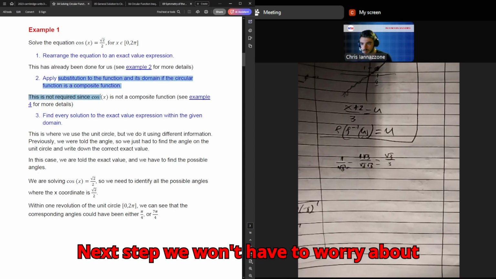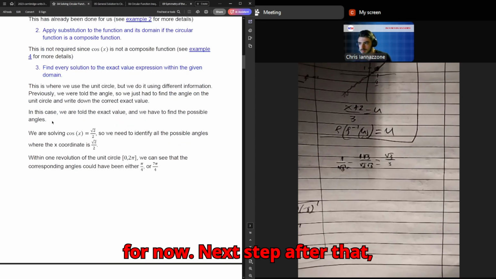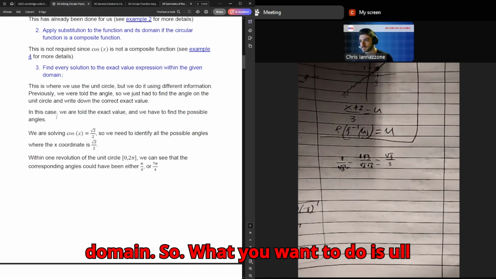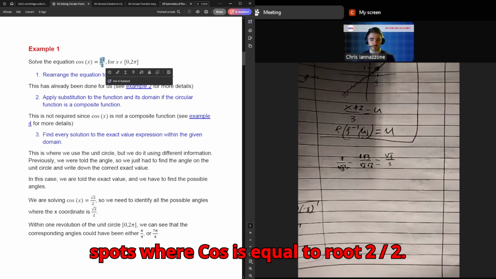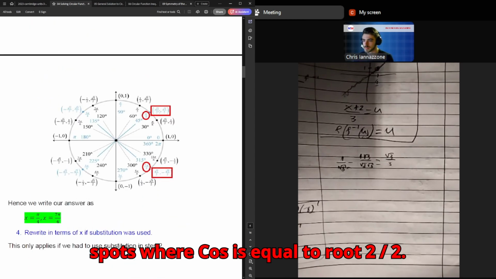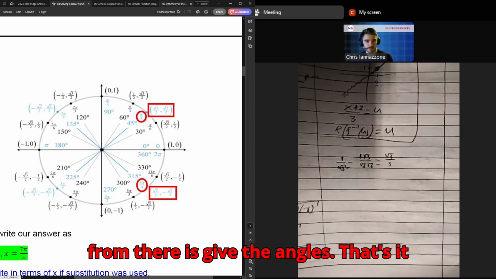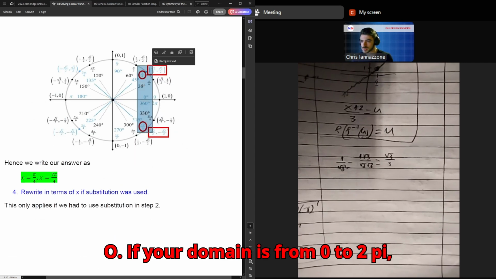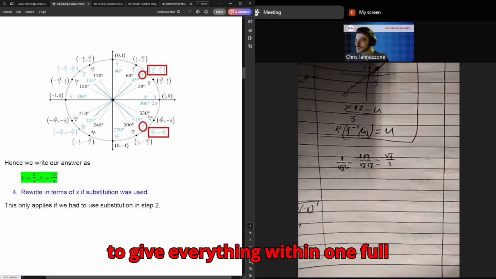Next step, we won't have to worry about for a little while, so we'll ignore that for now. Next step after that, find every solution within our given domain. So what you want to do is pull up your unit circle and look for all the spots where cos is equal to root 2 over 2. That's here and here. All you do from there is give the angles. That's it. So if your domain is from 0 to 2 pi, that's 1 full revolution, so you want to give everything within 1 full revolution.